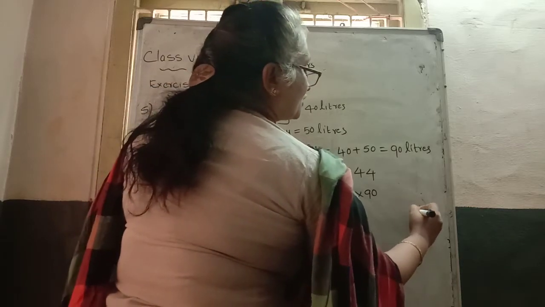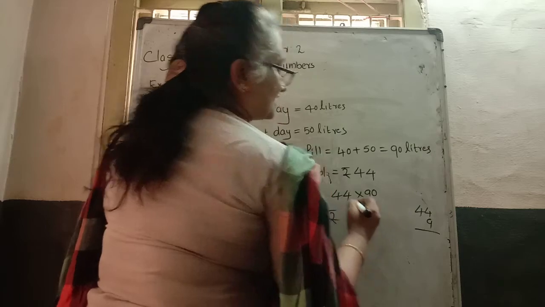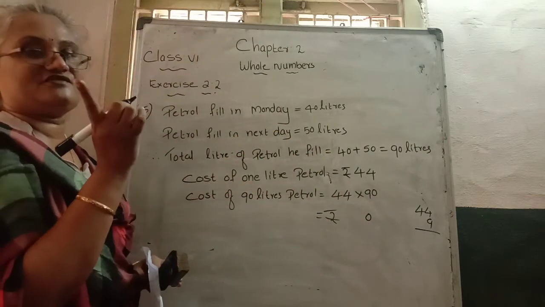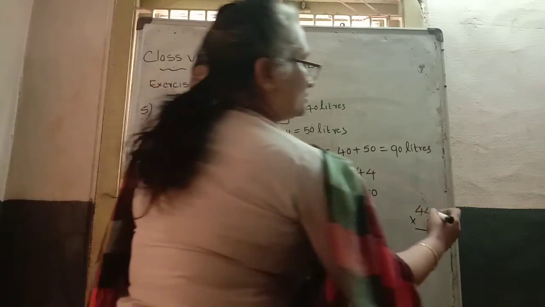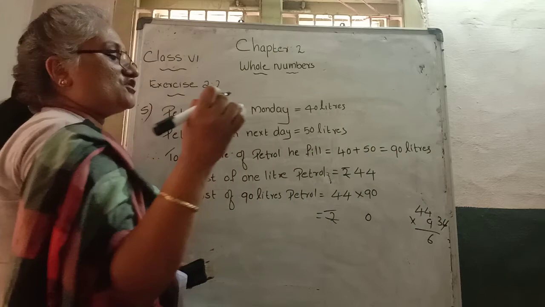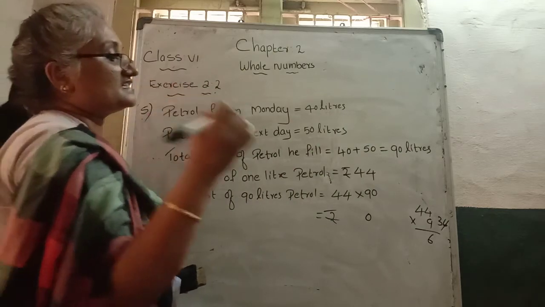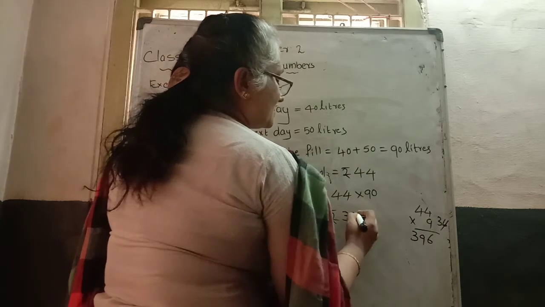So 44 into 90. 44 into 0, keep there. Later we can keep it on the right side of the answer. Easy way I tell. Then 9 is multiplied with 4. 9 fours are how much? 36. So 6 cut and 9 3s, 9 threes are how much? 27? Here, 36 is added with 3, 39. So final answer how much?